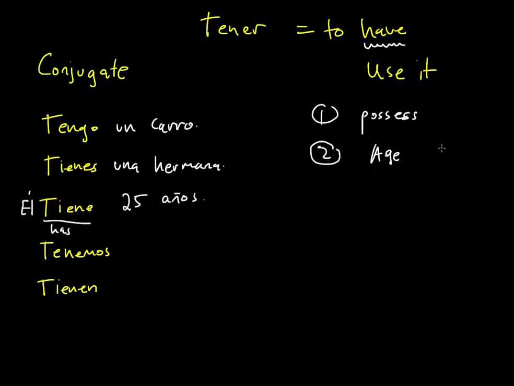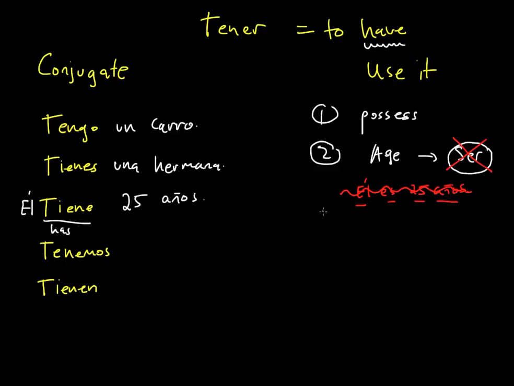So the most common mistake is with age. Most of the time, people want to use the verb ser, which means to be. And so they want to say, for example, él es 25 años. So they think, oh, he is 25 years, okay? That is wrong, okay? So don't use the verb ser, use the verb tener.